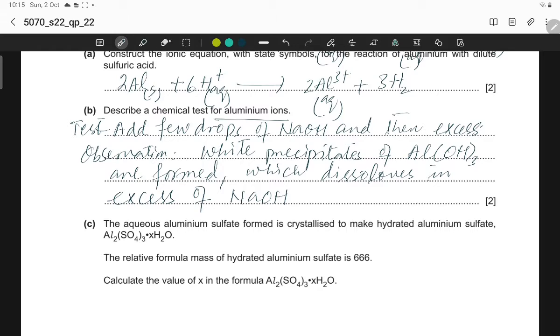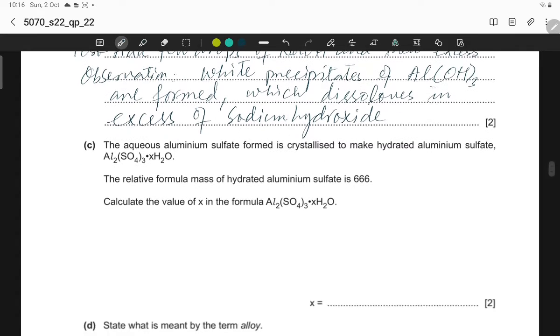So always write down the name of the compound, sodium hydroxide. Don't write down the formula unless asked. You always write down the name of the compound.